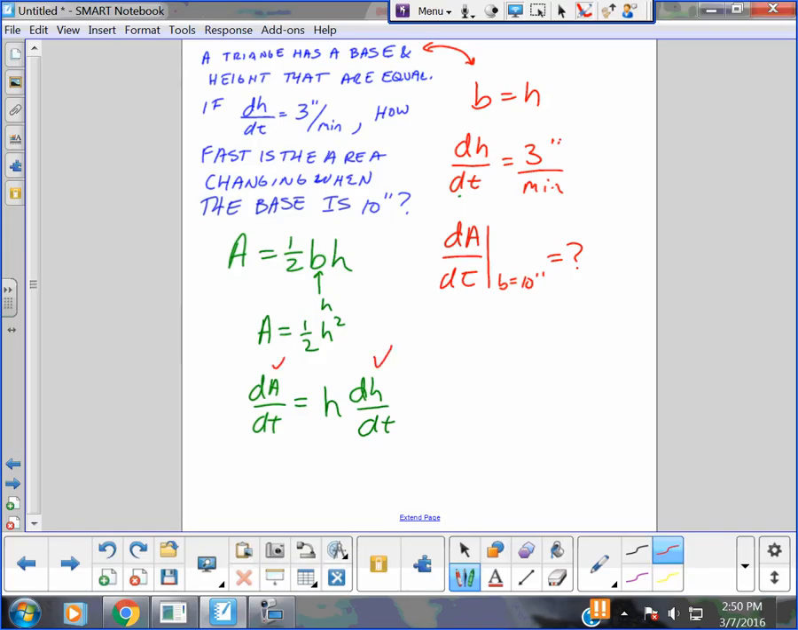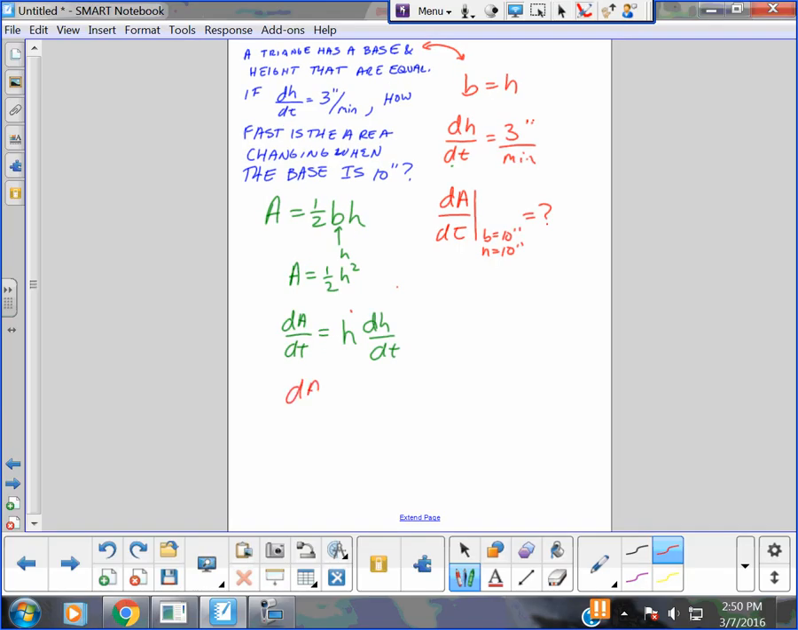I have dH/dt. I don't know h directly, but b equals h, and I told you the base was 10. So maybe right here I would even be lazy and say, hey, I can write h is 10 too. So now I know h. Now it is simply plug and chug: dA/dt equals 10 inches times 3 inches per minute. I think the area at that instant is increasing at a rate of 30 inches squared per minute.